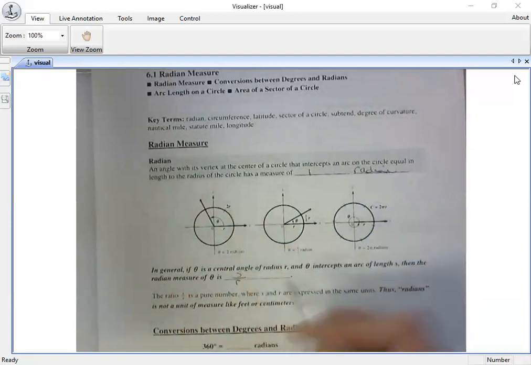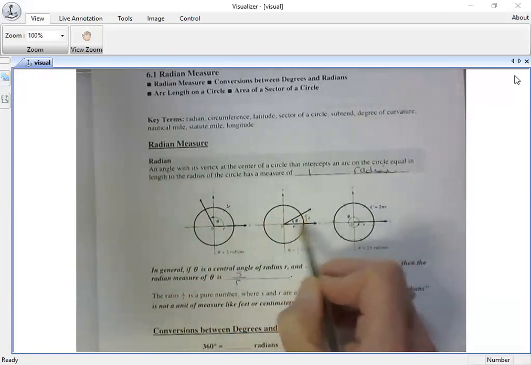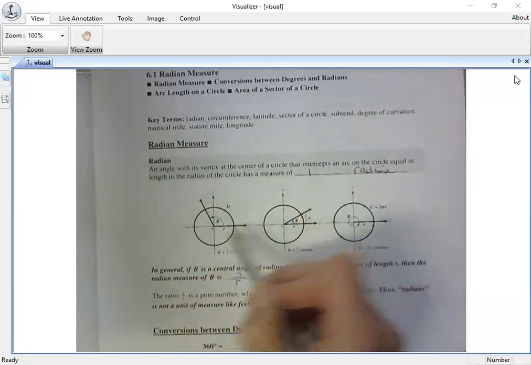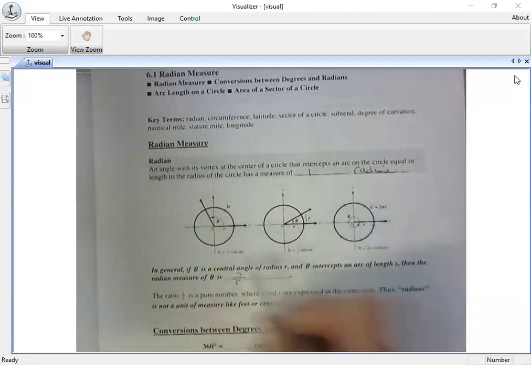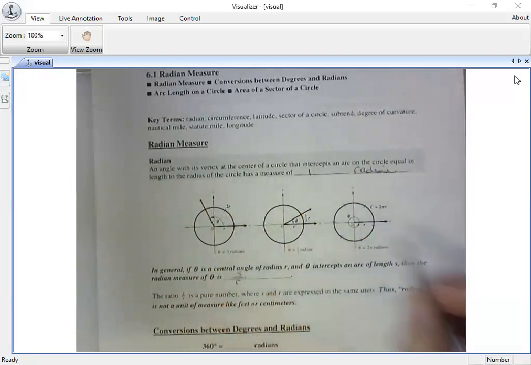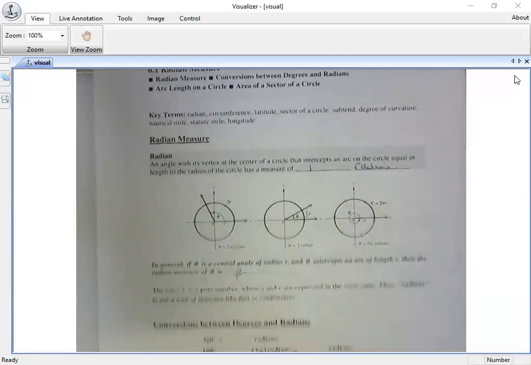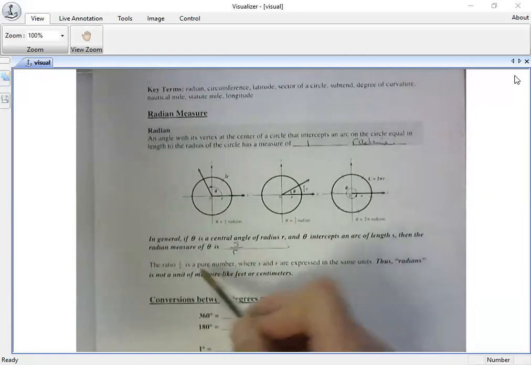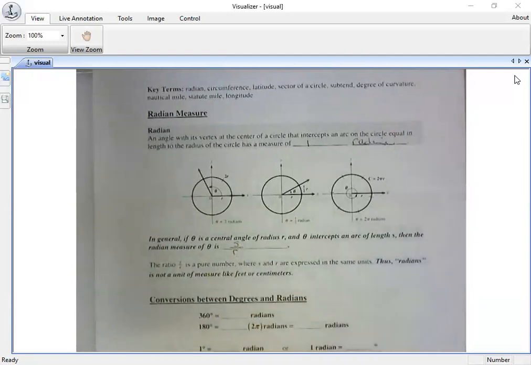So if you look right here, this is just giving you some visual on if this length right here is half of what the radius is, we'd say that's half of a radian. If this has the same length as 2 of these radii, then that has 2 radians, okay? And like I said, for a full circle, it's going to be 2 pi radians.